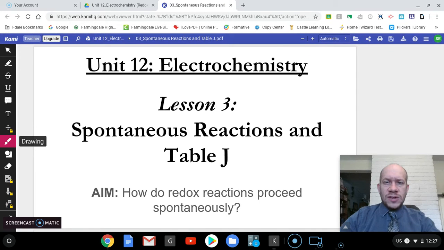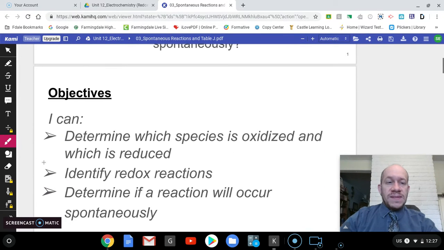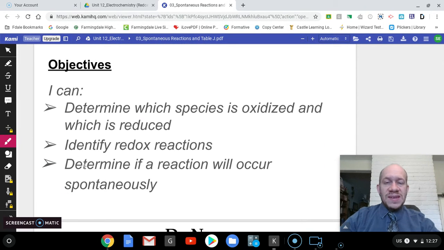This is Unit 12, Electrochemistry, Lesson 3, Spontaneous Reactions in Table J. How do redox reactions proceed spontaneously? The objectives of this lesson: I can determine which species is oxidized and which is reduced. I can identify redox reactions, and I can determine if a reaction will occur spontaneously.